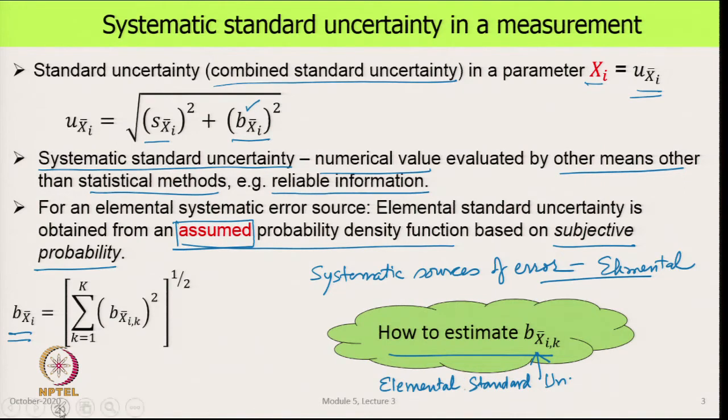Elemental systematic standard uncertainty.